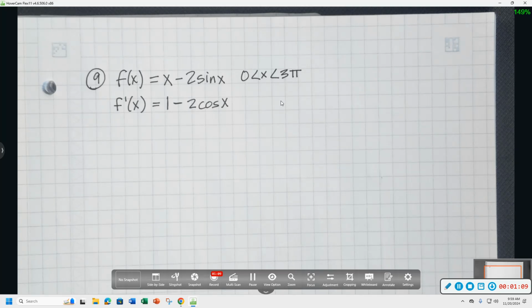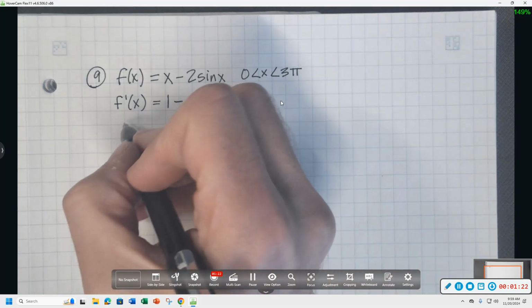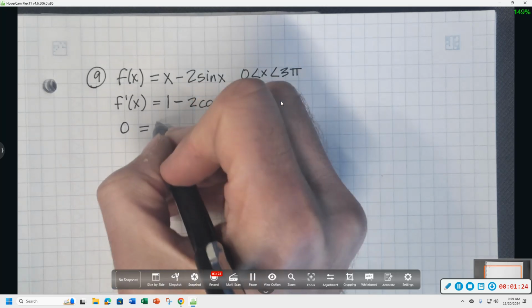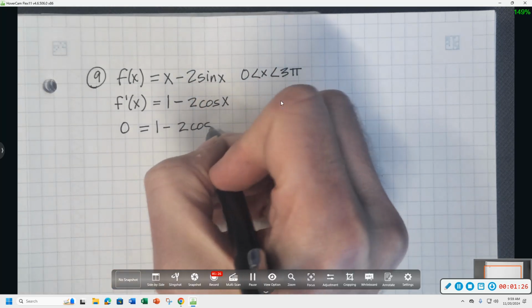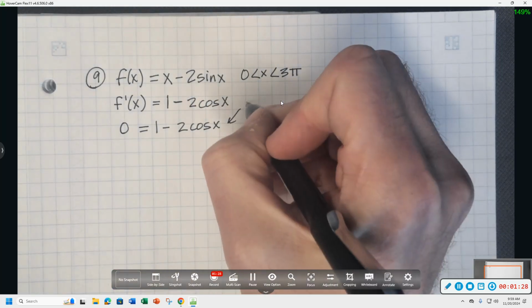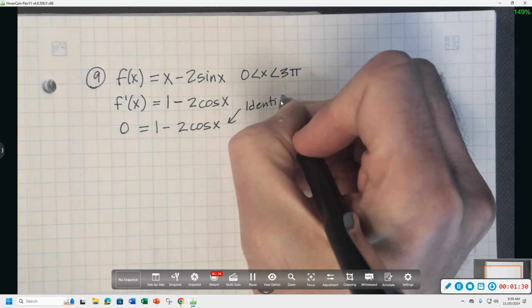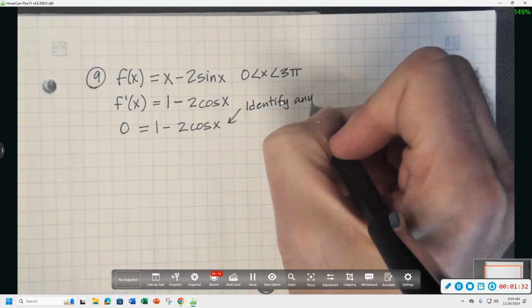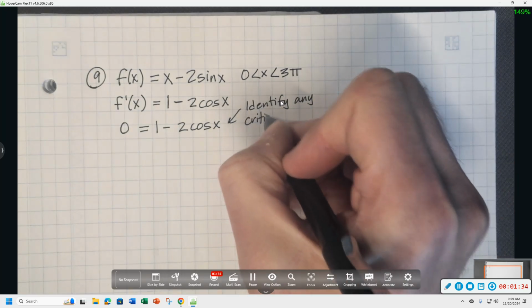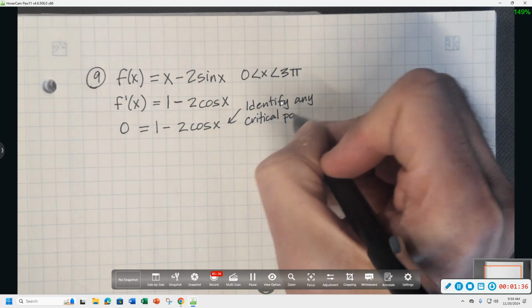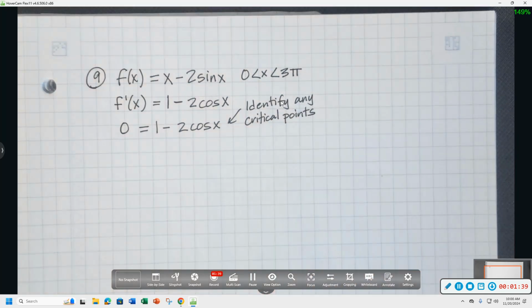Is cosine of x ever undefined? No, I can put anything in and it's going to spit a value out. There's no asymptotes with cosine of x. It is what it is, right? So I'm going to say here 0 equals 1 minus 2 cosine of x. And my goal here is to identify any critical numbers, critical values, critical points, critical stuff.